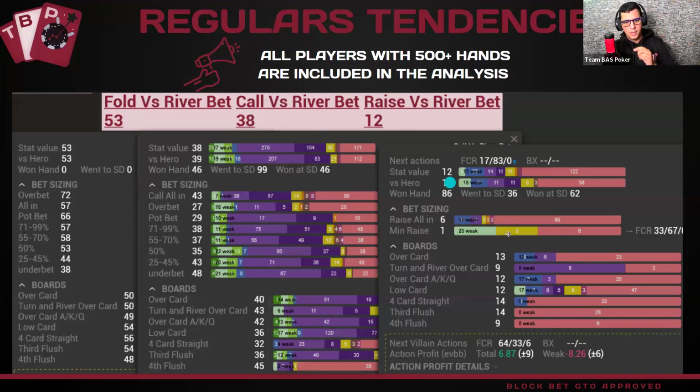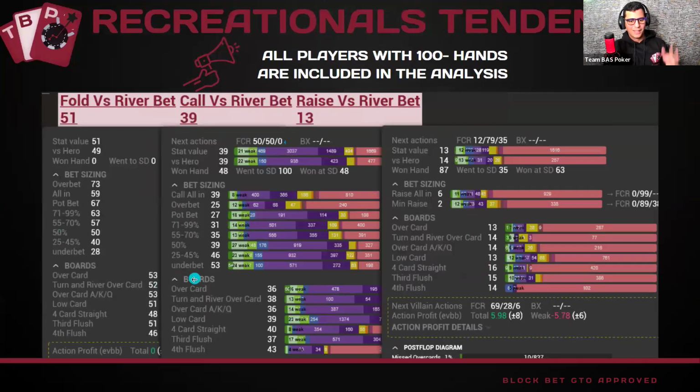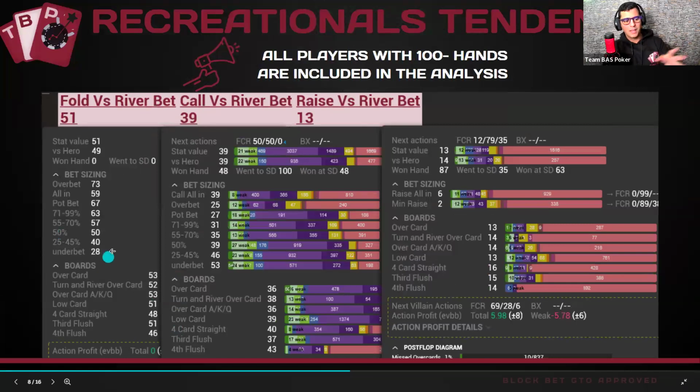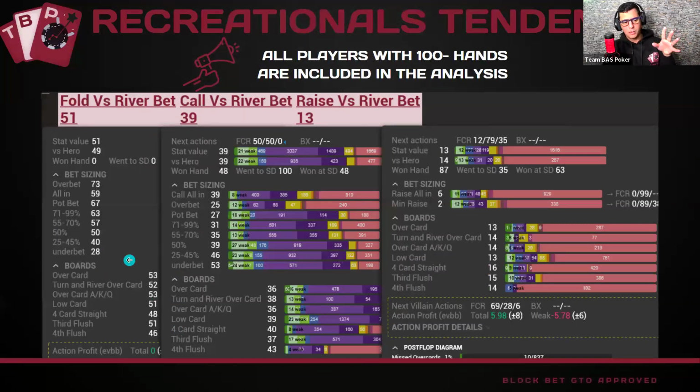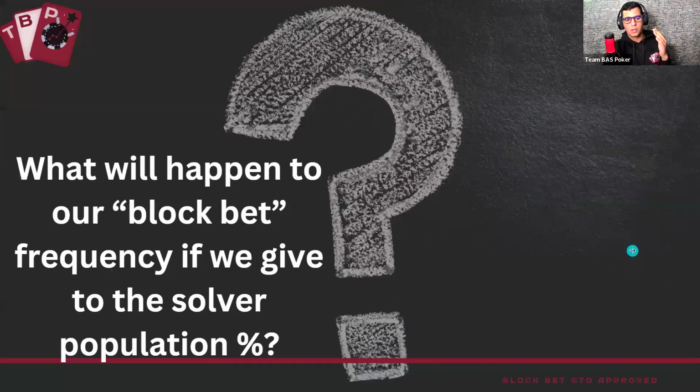the opponents this kind of tendency, and I mean, this is a little bit extreme, the reg tendencies are a little bit extreme, but let's say something around this: 28% fold, 53% call, and 19% raise against our block bets. What do you think will happen to the block bets, and at which frequency will we use them? So I will give you a few seconds to read the question here and answer.